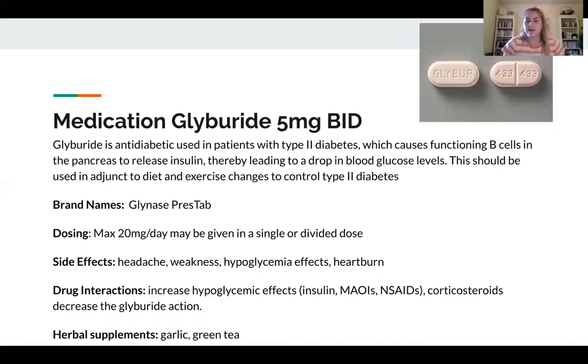Some side effects are headache, weakness, hypoglycemic effects, and heartburn. The interactions are anything that increases the hypoglycemic effect or decreases the action of the glyburide, like MAOIs and NSAIDs and insulin. Also, don't take with garlic or green tea.